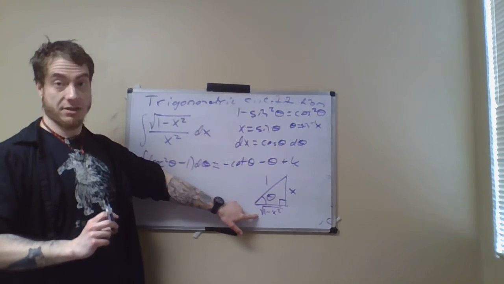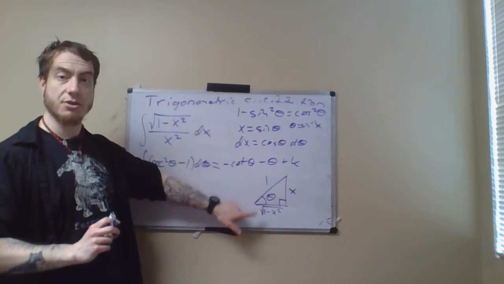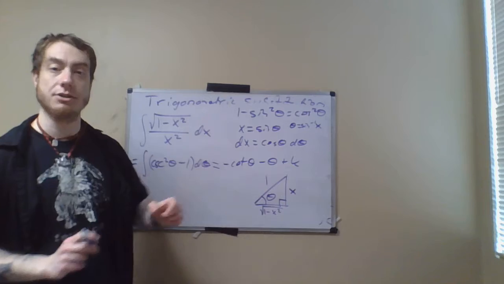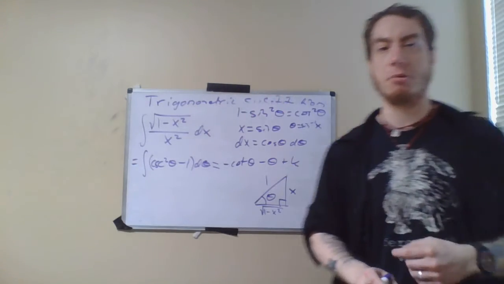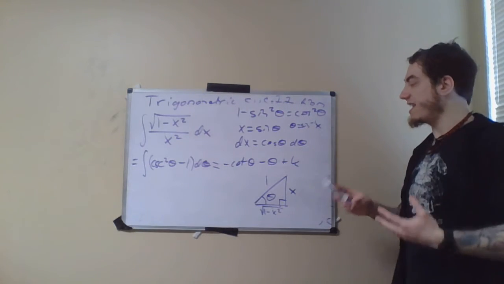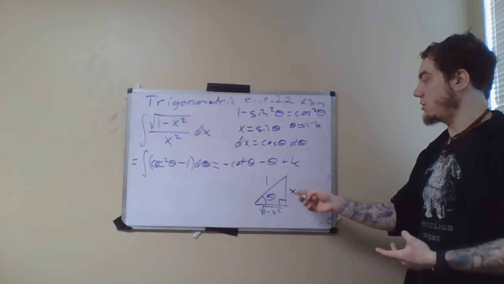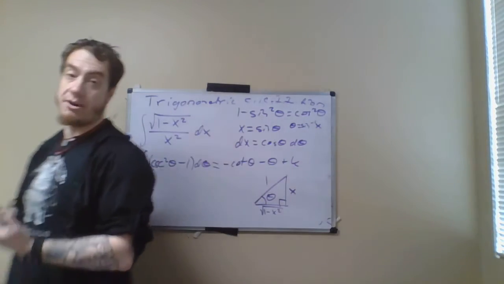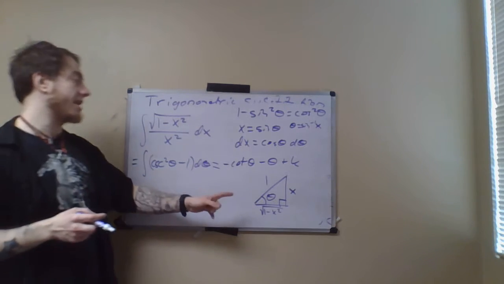Now, how did I get this? Well, I just used the Pythagorean theorem to complete this triangle's dimensions. Hopefully everybody remembers how to use the Pythagorean theorem to complete a triangle like this. We're using Pythagorean identities a lot, and this is kind of the same idea.